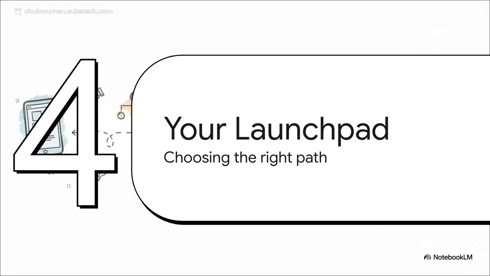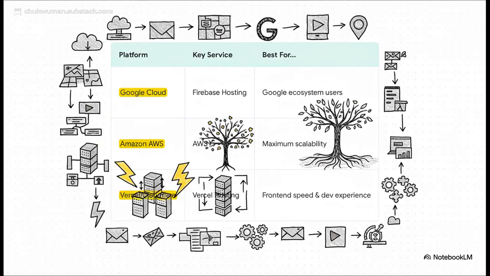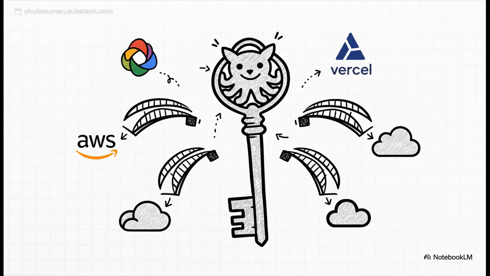Okay, so we've just covered 3 really powerful but really distinct paths to take your prototype into the real world. Now, let's just bring it all together so you can choose the absolute best launchpad for your project. So here's the summary, right at a glance. You should go with Google Cloud if you want that powerful, integrated backend. You should pick AWS if you know you're building something that needs to scale to the moon one day. And you choose Vercel if your main priority is a blazing fast site and a developer workflow that just feels good.